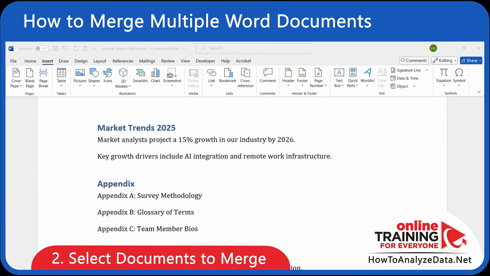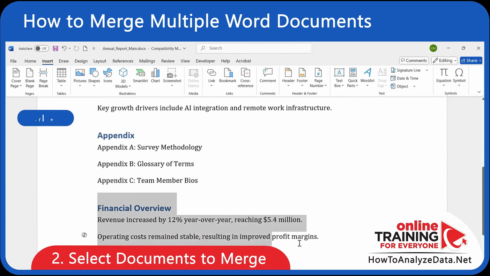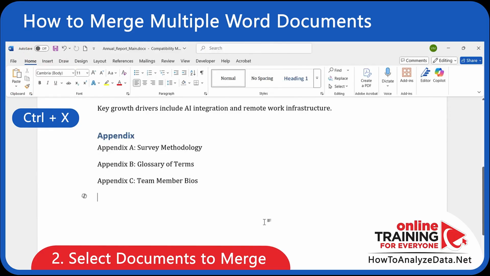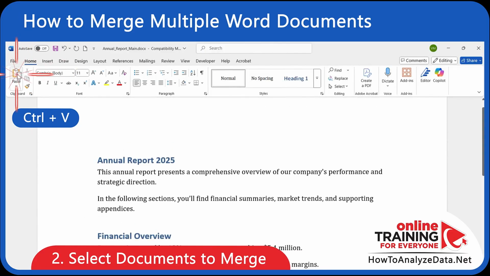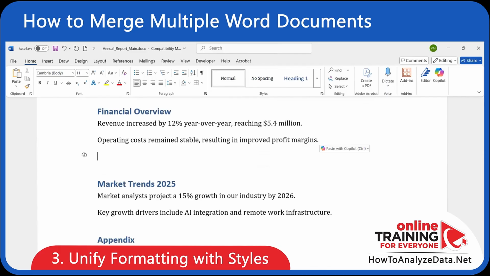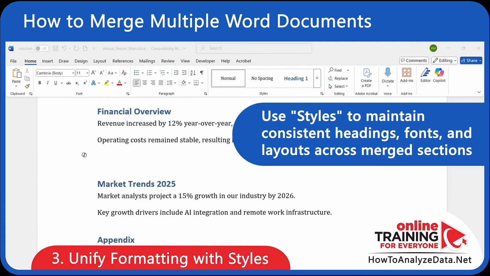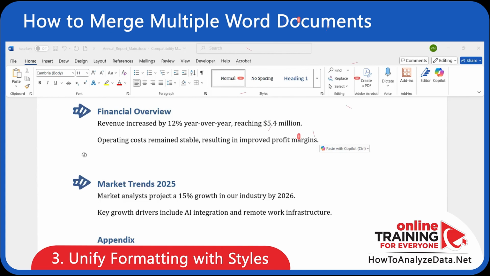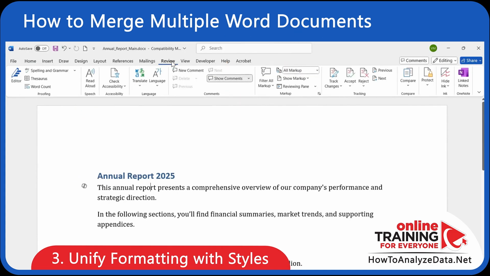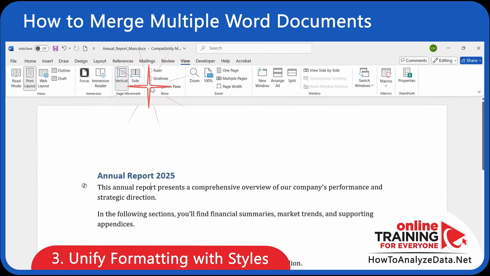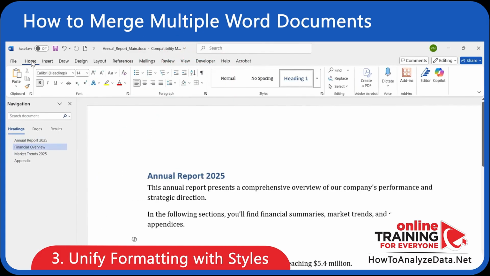As you can see, content was inserted in the incorrect order. Let's move items manually to make sure it reflects the content structure. Sometimes merging documents causes formatting inconsistencies. To keep things clean, use styles to maintain consistent headings, fonts, and layouts across merged sections. As you can see in this document, we use Heading 1 and Normal styles. You can clearly see the structure in the Navigation pane. All items are Heading 1. If you want to change that, you need to change the style.